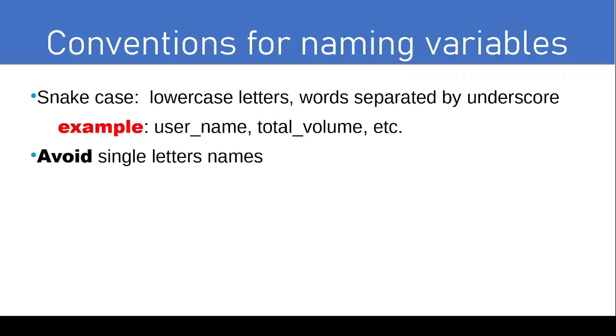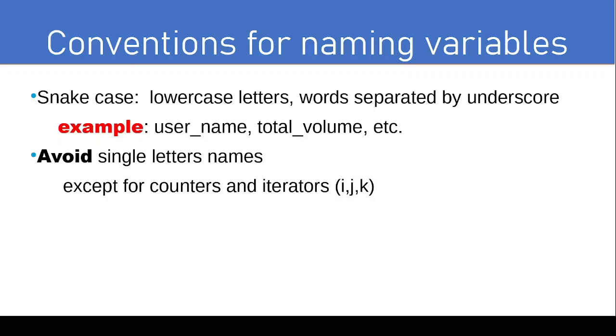Avoid single letter names. Except for counters and iterators, we will use counters in the next videos of this series, as well as iterators a little bit later, where using a single letter variable name is frequent, usually i, but also j, k, and other letters. But except for counters and iterators, it's generally better to avoid using a single letter variable name.